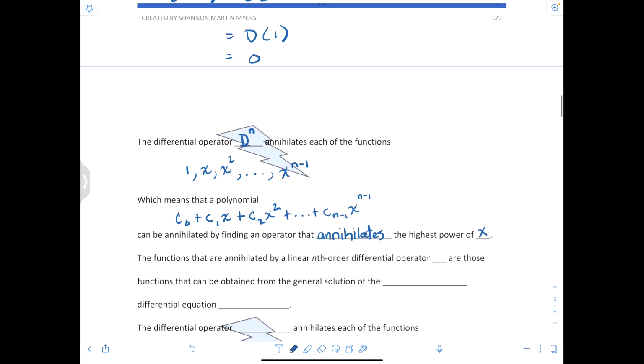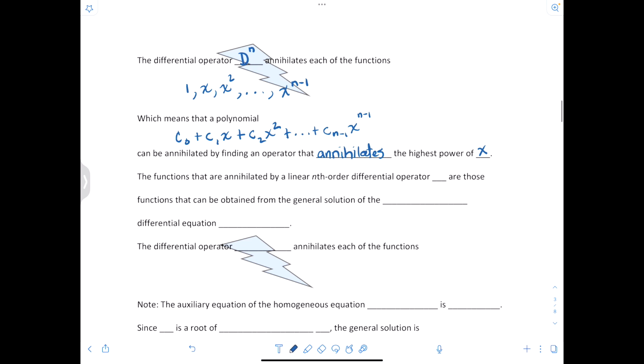The functions that are annihilated by a linear nth order differential operator L are those functions that can be obtained from the general solution of the homogeneous differential equation L of y is 0.